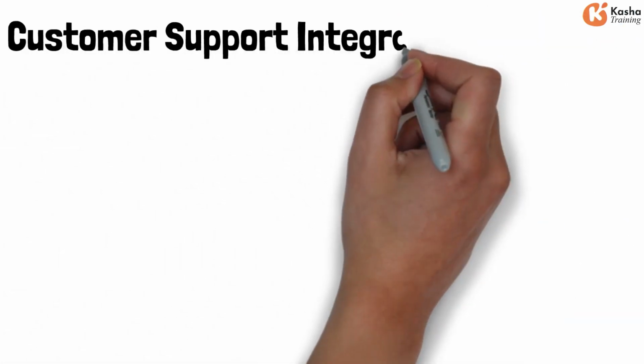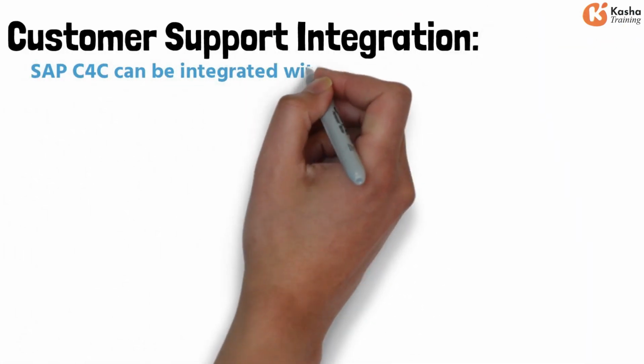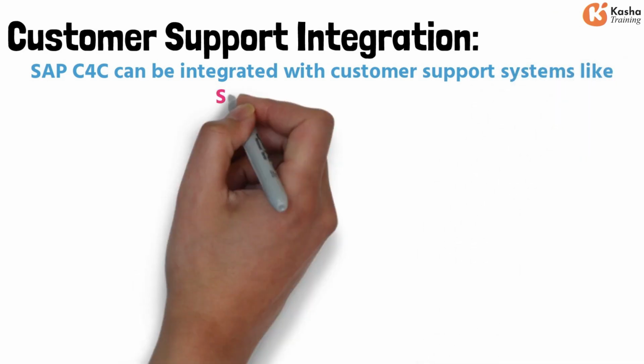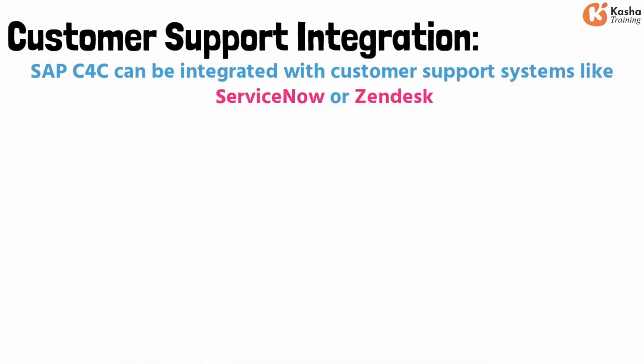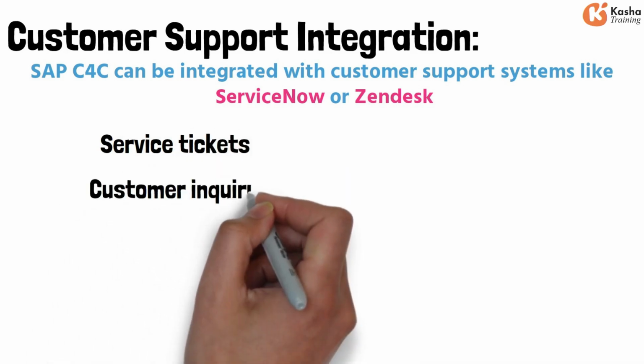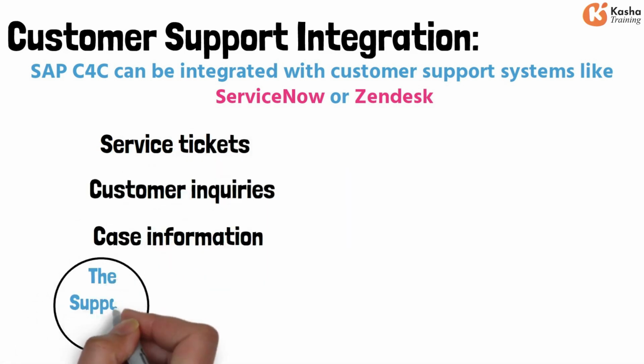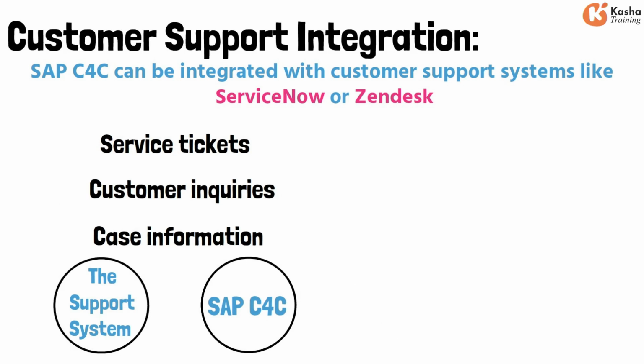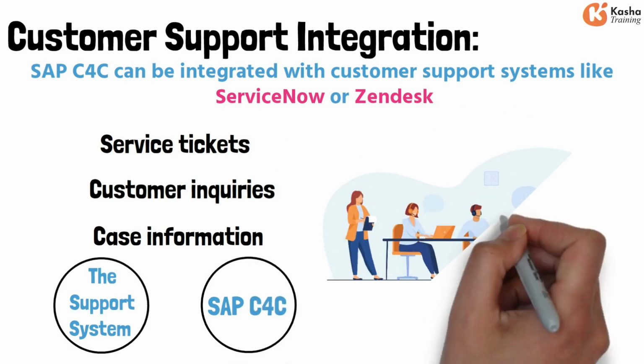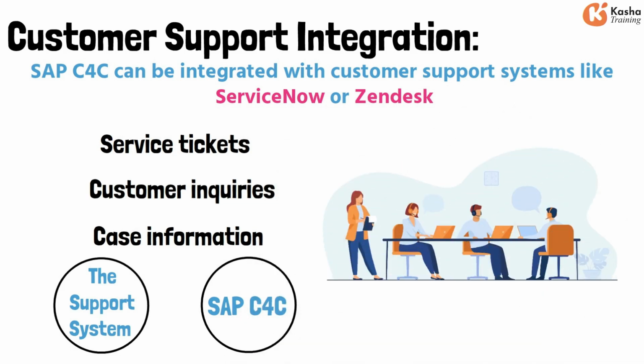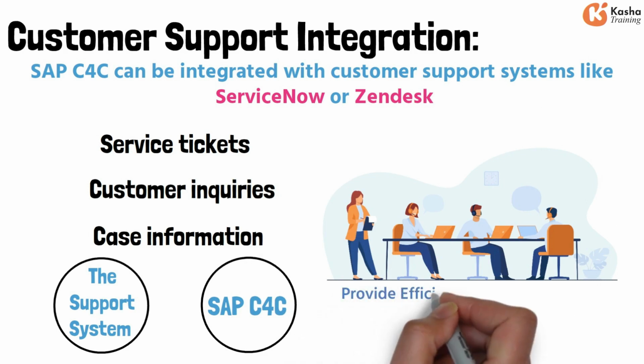Customer support integration. SAP C4C can be integrated with customer support systems like ServiceNow or Zendesk. This integration allows for the exchange of service tickets, customer inquiries, and case information between the support system and SAP C4C. It ensures that customer service teams have a comprehensive view of customer interactions and can provide efficient and timely support.